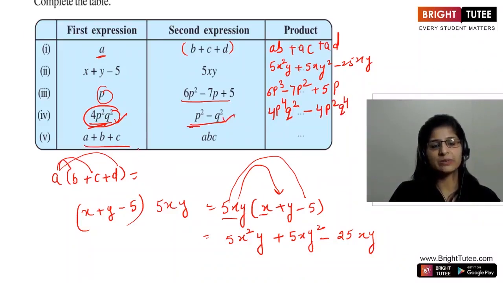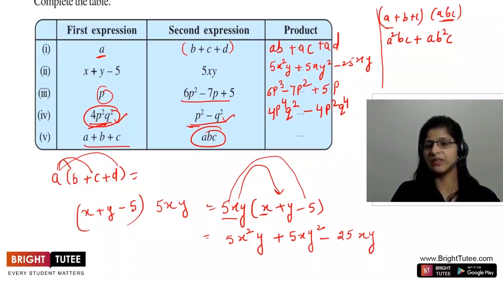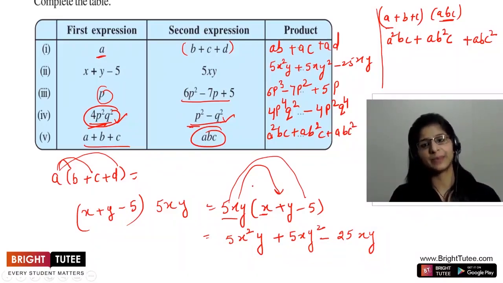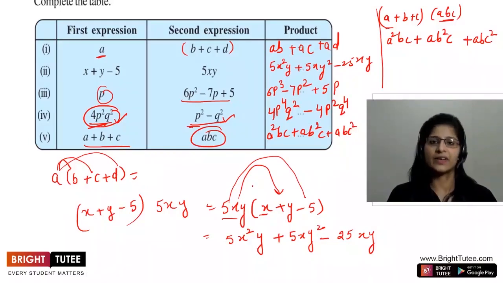The last one, a plus b plus c is to be multiplied with abc. So just see, multiply this a with abc, you get a square bc plus ab square c because b and b will make b square, plus ab will remain as it is, c and c will become c square. So we have a square bc, ab square c and abc square. Right, so the multiplication is really simple. Just take care of the signs that are there in front of the terms and the powers.